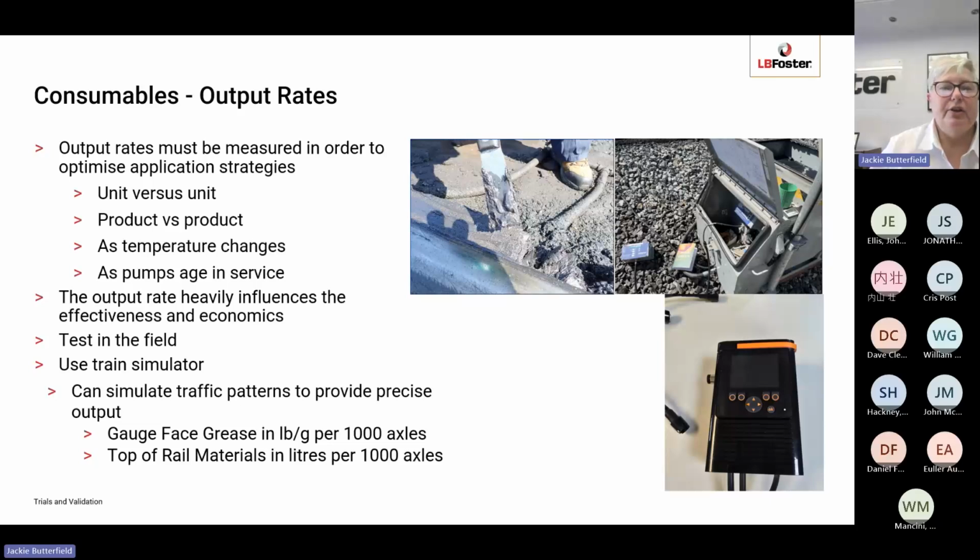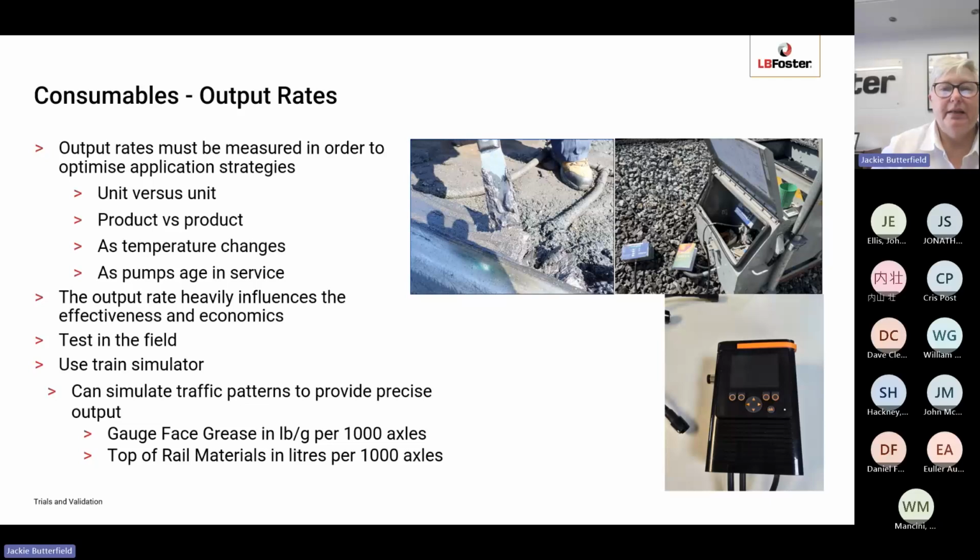If you're actually using more product than you think you are, or not as much as you think you are, this will have an effect as well. So this can either be tested in the field, so going out and testing the equipment, removing the material from the bar and weighing that to test that against what the calibrated output should be. Or you could use a train simulator.